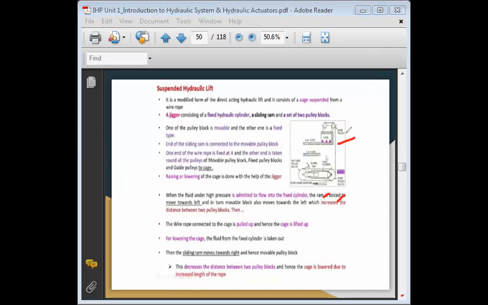Here is the jigger, which consists of the fixed hydraulic cylinder, again a sliding ram, and a set of two pulley blocks. One of the pulley blocks is movable, and the other one is a fixed type. The end of this sliding ram is connected to the movable pulley block, and one end of the wire rope is fixed at this point A. In detail there is no need to go into it, but you should know, and for that purpose I have shown this.